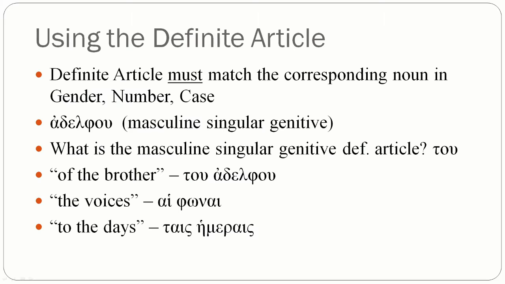Those are the three major categories that every noun falls into. Okay, and so the definite article has all of those different forms. That's why there are 24 forms of the definite article. Okay, and they must match up with the noun in gender, number, and case. So let's take a look at an example here.